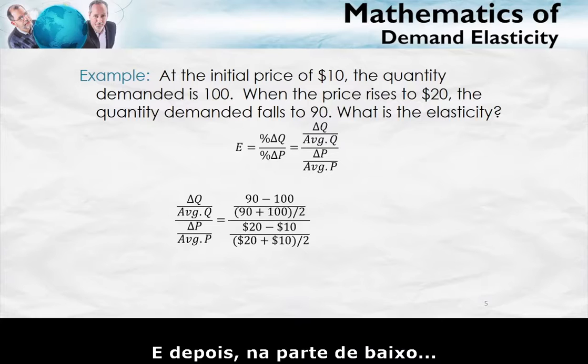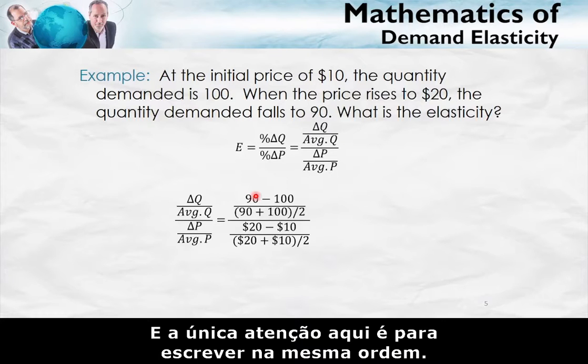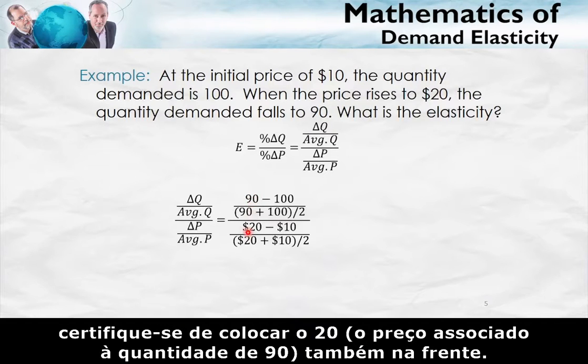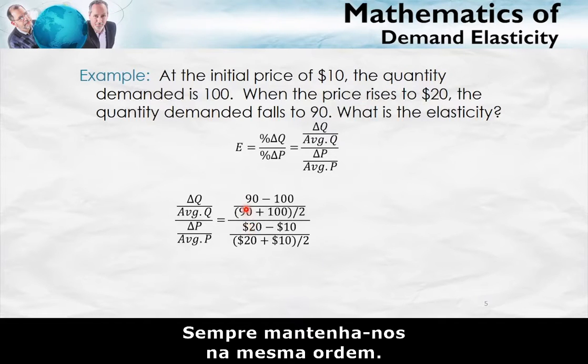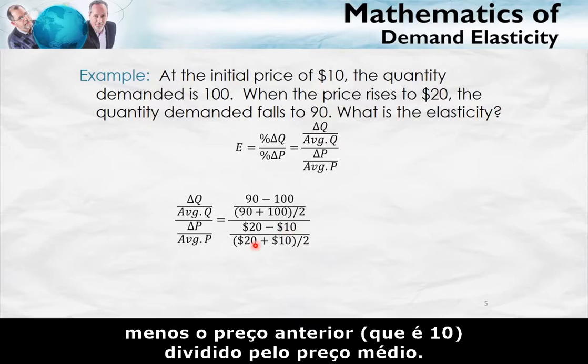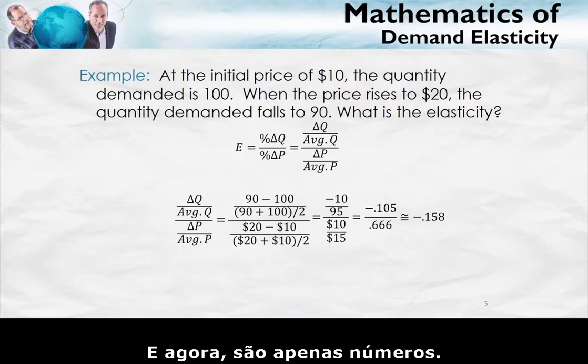And then on the bottom, the only trick here is to always write it in the same order. So if you put the 90 here, then make sure you put the 20, the price which is associated with that quantity, started off the same way. So always just keep it in the same order. So on the bottom, we have the price after, which is 20, minus the price before, which is 10, divided by the average price. And now it's just numerics.